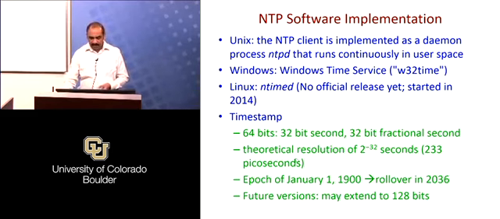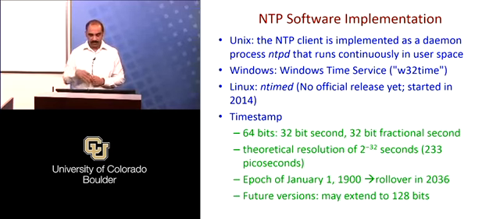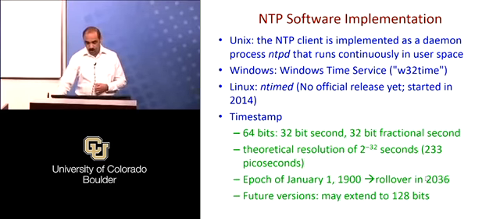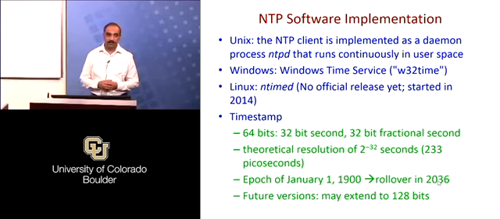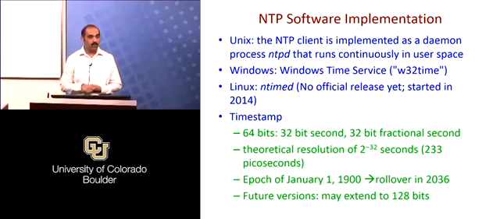Okay. The timestamp, somebody asked this question, it's a 64-bit timestamp, 32-bit second and 32-bit fractional second, which means that there is a theoretical resolution of 2 to the power of minus 32 seconds, which is about 233 picoseconds. And the epoch that is used is January 1, 1900, which means that it will roll over in 2036. For the future, there are RFCs for how to address this problem. Future versions may extend this from 64 to 128 bits.